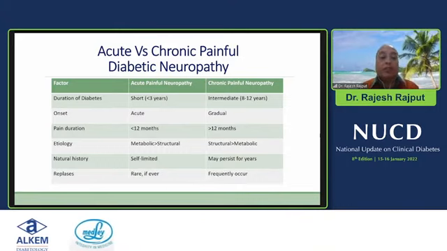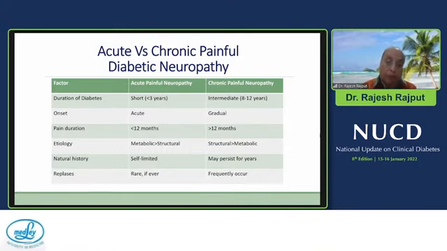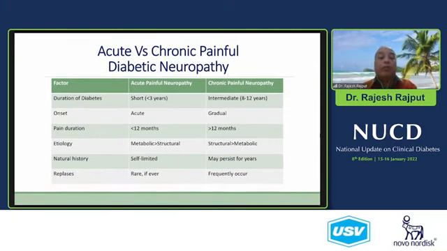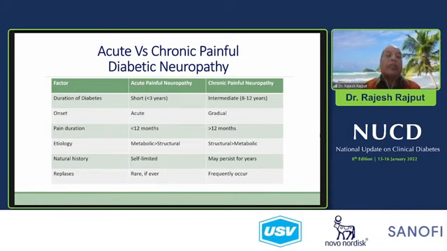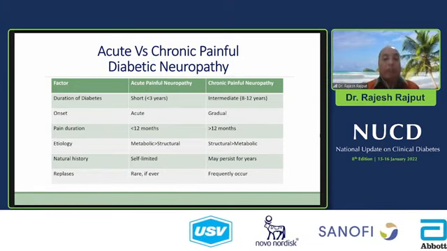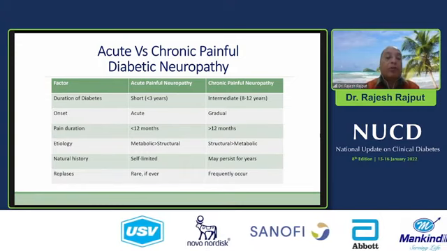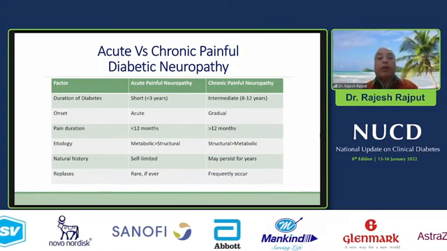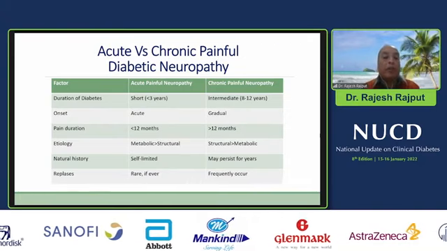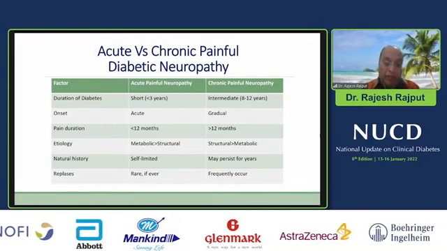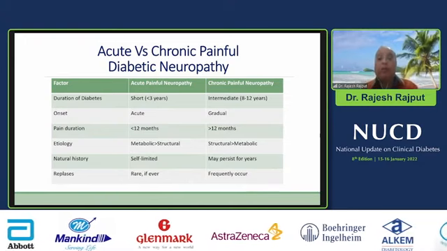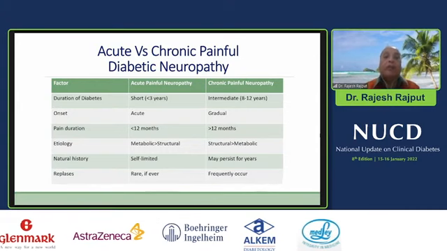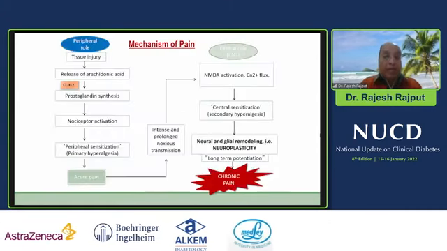In chronic painful, it is gradual. Pain duration, again, is short in acute painful, while in chronic painful neuropathy, the duration is long. And if we see etiology, it is usually metabolic factors which are responsible for acute painful neuropathy, in contrast to structural damage to peripheral nerves in chronic painful neuropathy. Usually, acute is self-limiting, relapses are rare. In contrast, chronic persists for a year, relapses are frequent and it is very difficult for physicians to treat. What is the mechanism of pain?